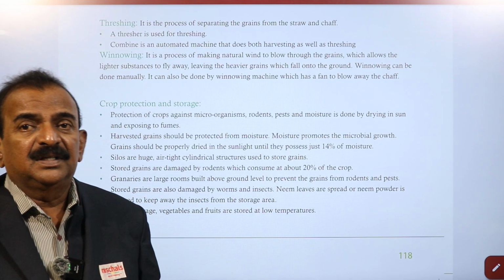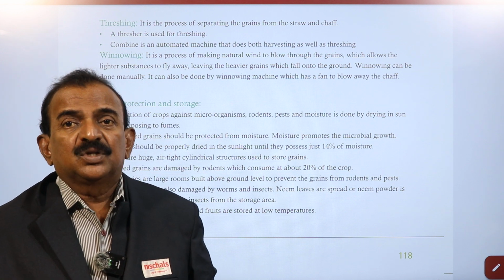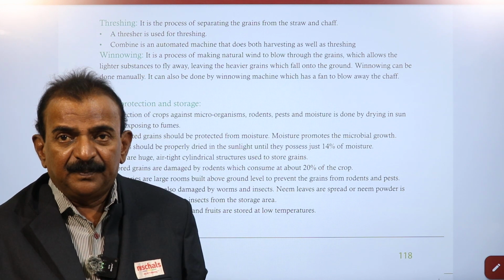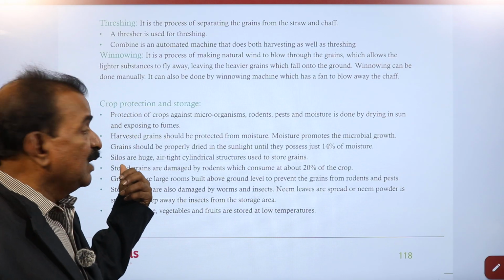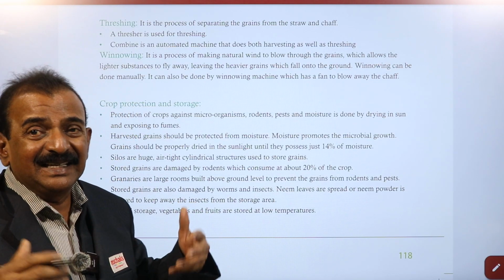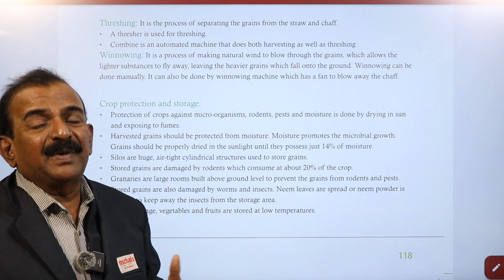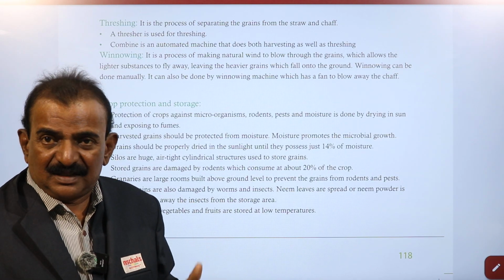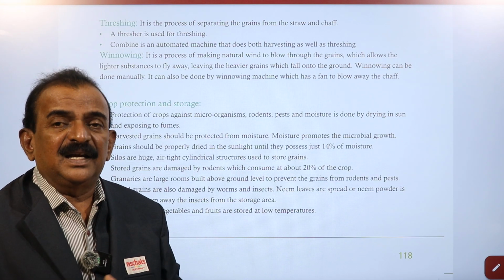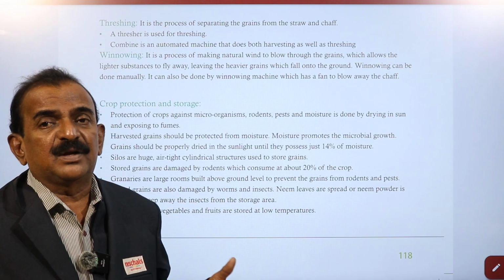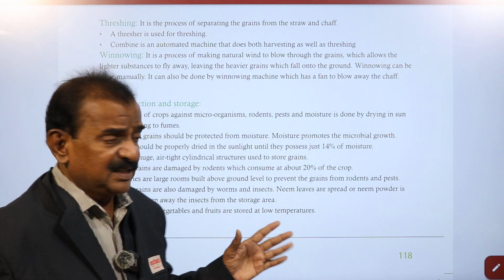So farmers should store their food grains in silos. There you see silos. It is an airtight structure, and thereby air does not enter the structure, and if air does not enter, there are no microbes, and the microbes do not affect the seed grain.